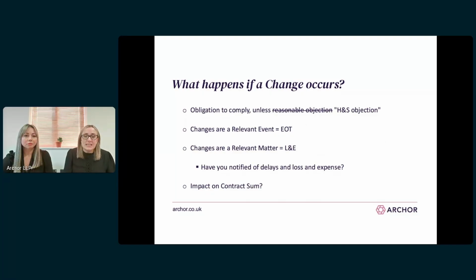The unamended JCT wording also requires any changes to design under a D&B contract to be subject to the contractor's consent. But again, that is often amended to give the employer full rein to make whatever changes they see fit. So generally, contractors have to comply with all changes.